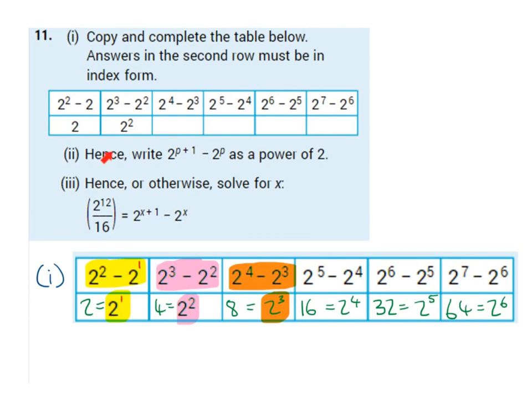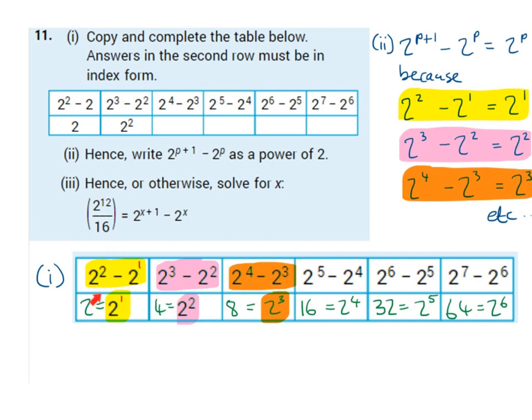So part 2 says hence, so using something that we've noticed here, something in the patterns, 2 to the power of p plus 1 minus 2 to the power of p. We have to write this as a power of 2, so as 2 to the power of something. And we're going to write that as 2 to the power of p. So let's have a look and see how we got 2 to the power of p. We got it somehow down here.